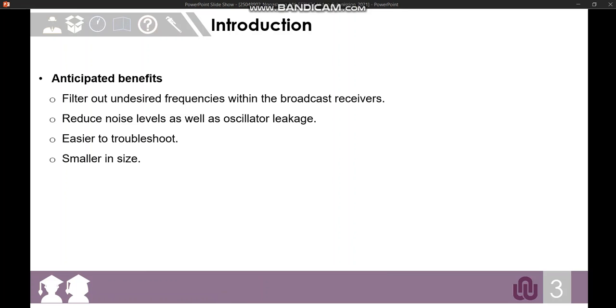The benefits of using microwave filters are that they filter out undesired frequencies within the broadcast receivers. They reduce noise levels as well as oscillator leakage. They are easy to troubleshoot and they are smaller in size.